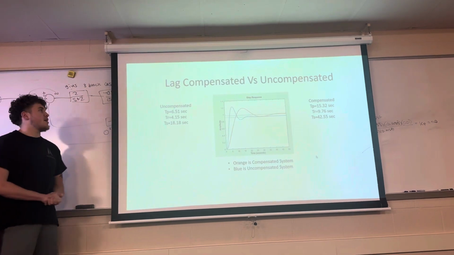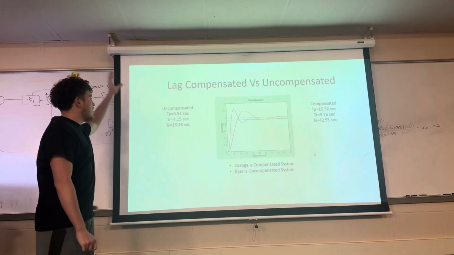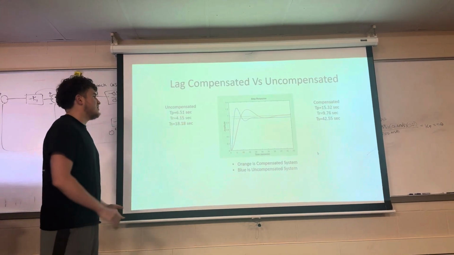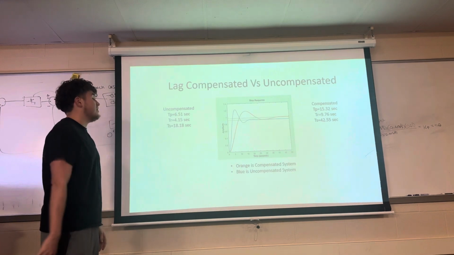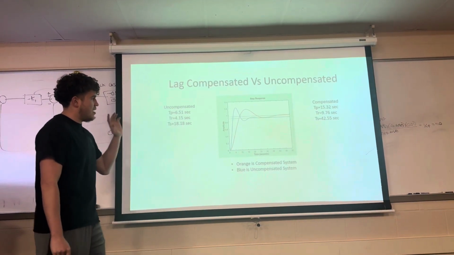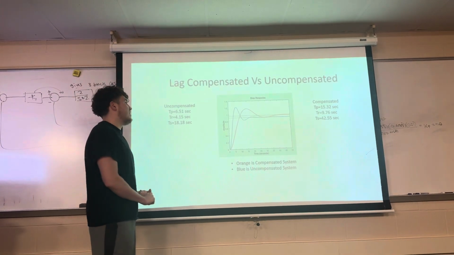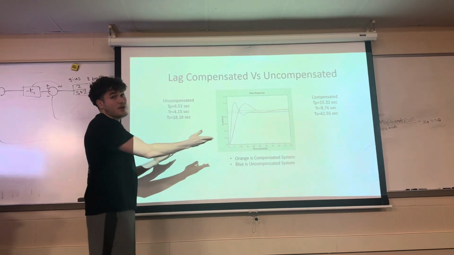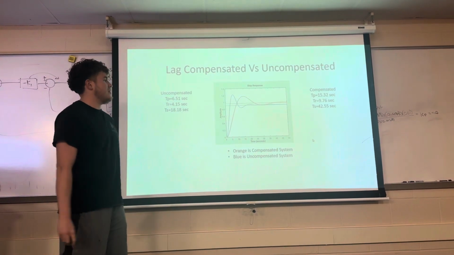So this is our lag compensated versus uncompensated. We can see that our uncompensated and our compensated have different peak time, rise time, and settling times. Our compensated takes significantly longer, but based off our transient response, we have a significantly lower steady state error. Even though it might be slower, we do get more accurate steady state as a result.